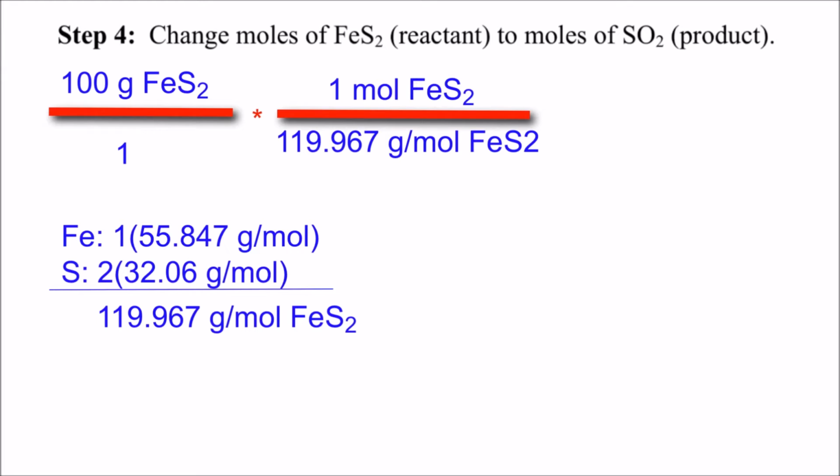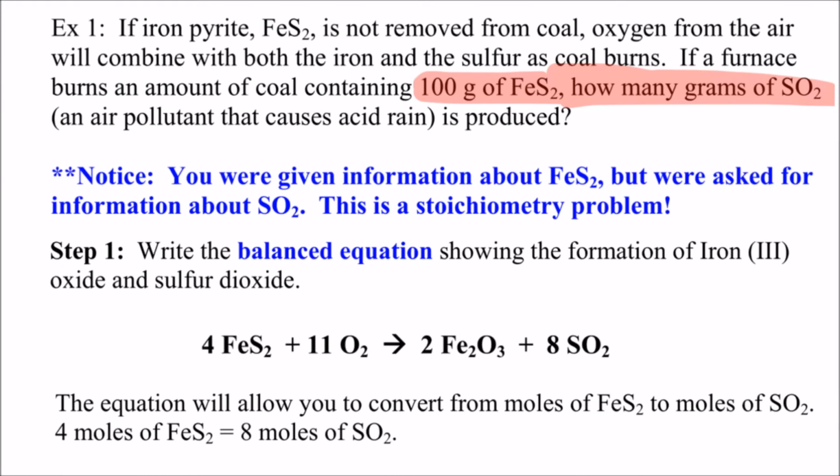Now we're going to use our balanced chemical equation to change from moles of iron pyrite to moles of SO2. So here's our conversion factor again, okay? Remember, 4 moles of iron pyrite is equal to 8 moles of SO2.